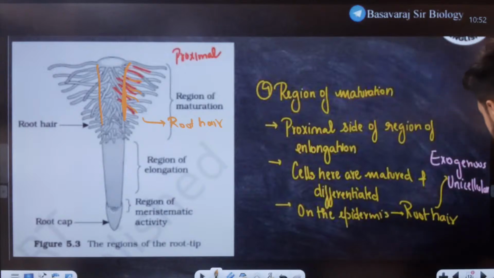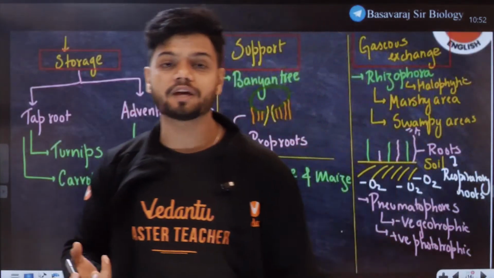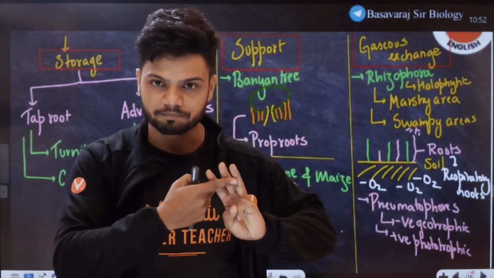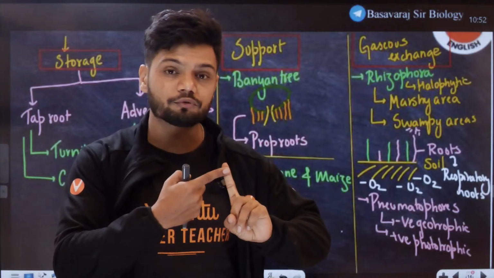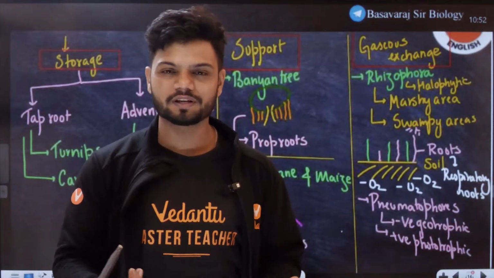Now all of this root hair is exogenous in origin, not endogenous. Okay. Now we come to the modification of root. There are three main modifications here. The first main modification is for storage. That is, our roots can store things.